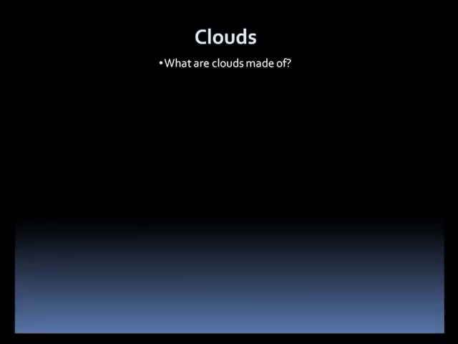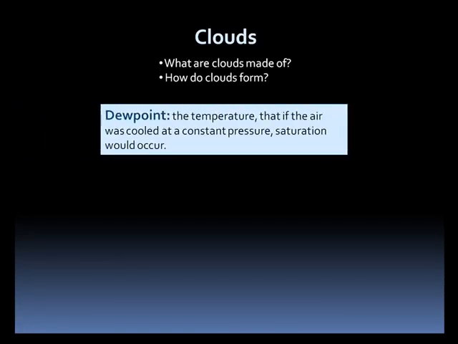Clouds form in a variety of ways, but before we touch on those, we need to understand a little bit about the dew point. The dew point is the temperature that if the air was cooled at a constant pressure, saturation would occur. Let's see how this relates to the creation of clouds by looking at a parcel of air represented by the blue box. T stands for temperature, 80 in this case, with the TD representing the dew point indicated by 60 degrees. This happens to equal 50% in relative humidity.